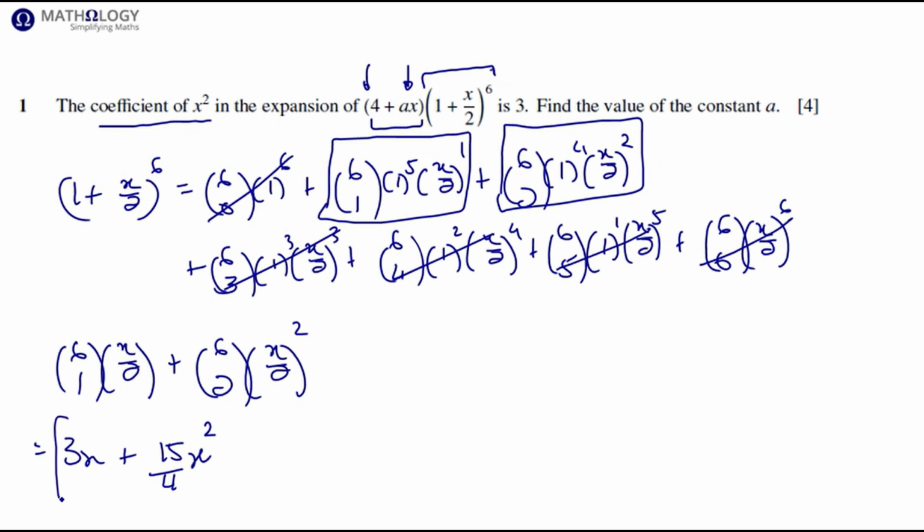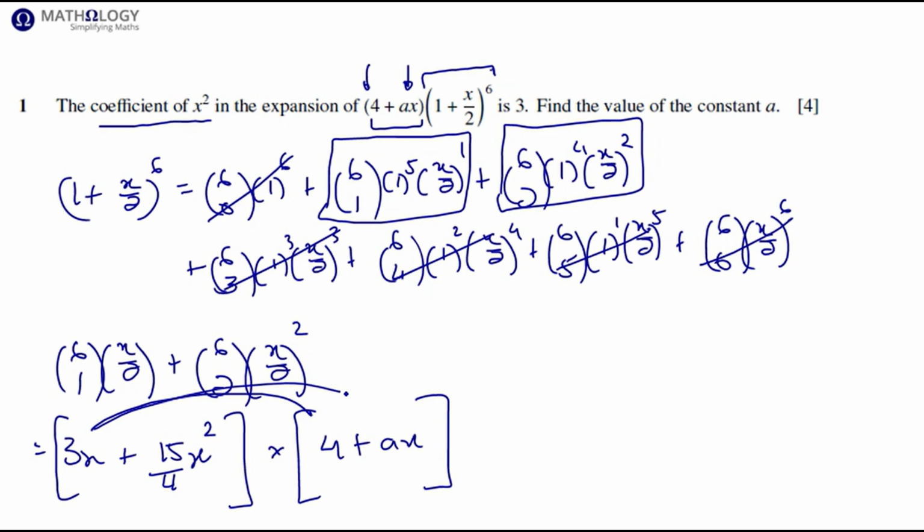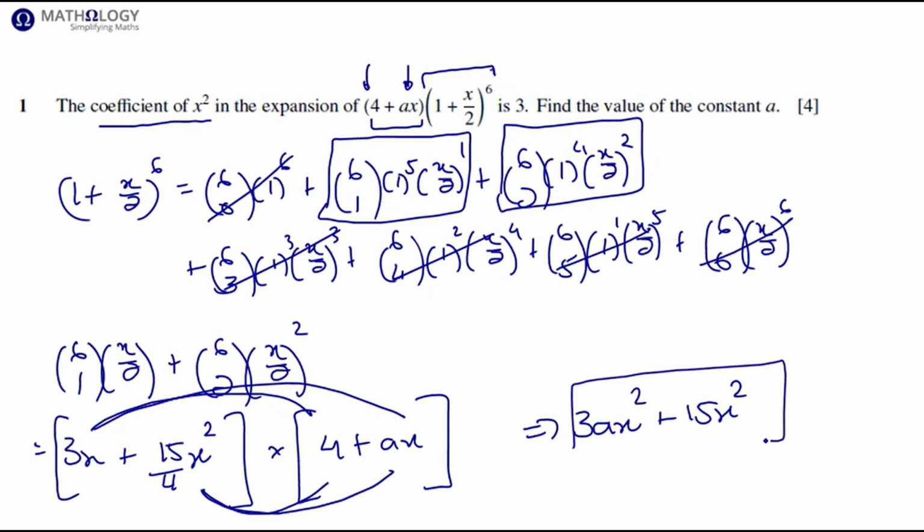Now these terms here, when we multiply by 4 + ax, the first two terms will give us a term in x, so we're not interested in that. The next two terms, 3x and ax, will give us a term in x squared, which will yield 3ax squared. The inner terms will give us a term in x squared: 15 over 4 times 4, which is going to be 15x squared. And then the last two terms will give us a term in x cubed. I'm not interested in that. So this is what we are going to be using now.